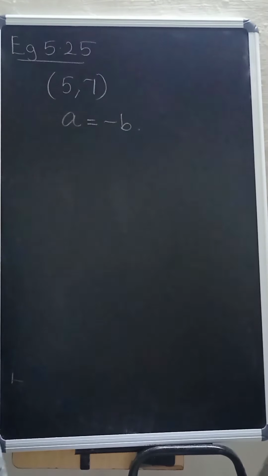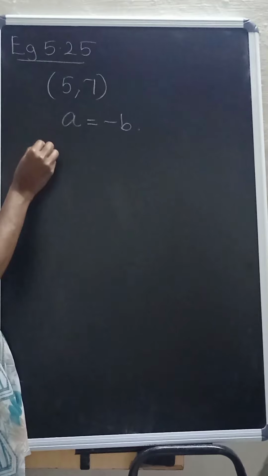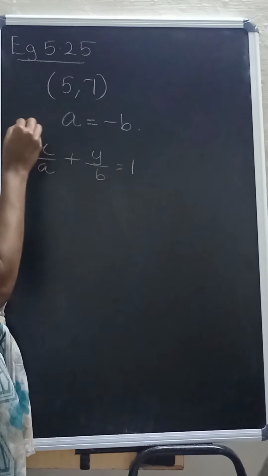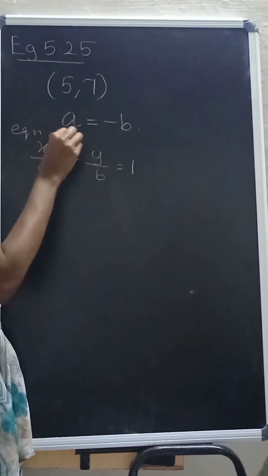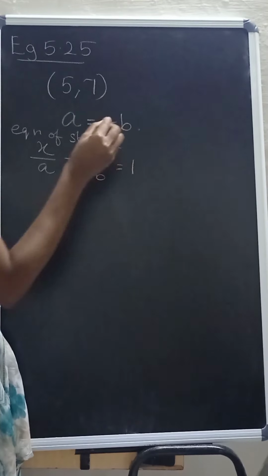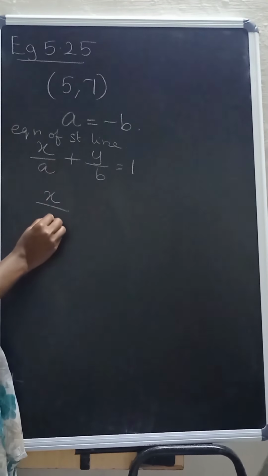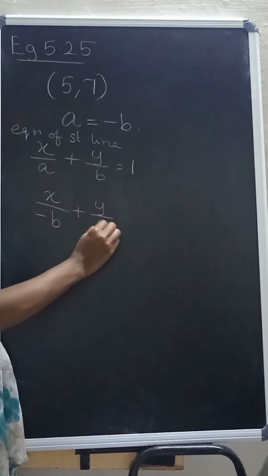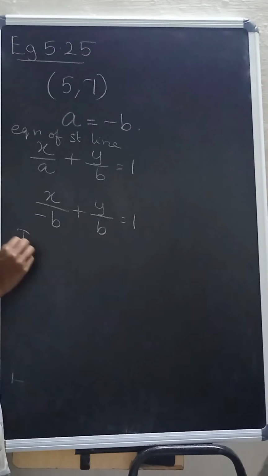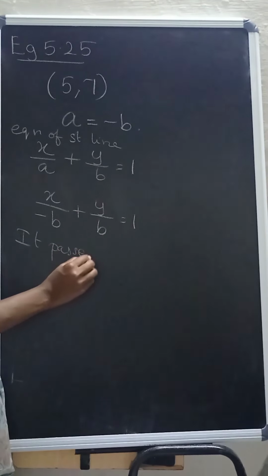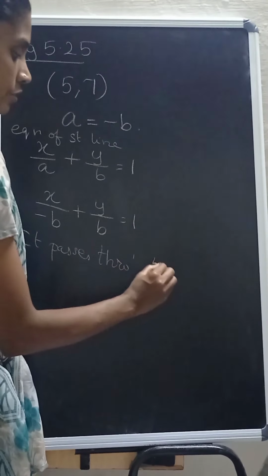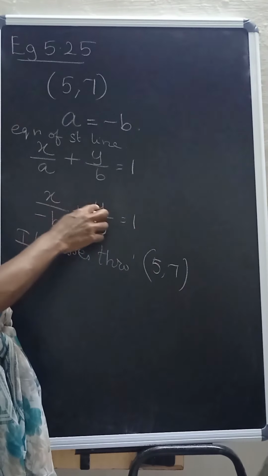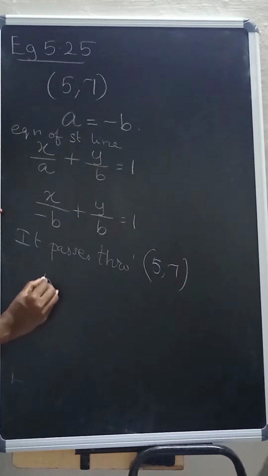Now I am taking a is equal to minus b. Now what is your intercept form? x by a plus y by b is equal to 1. This is the equation of the straight line. Now we take a is equal to minus b, so I will put minus b here: x by minus b plus y by b is equal to 1. Now it passes through (5, 7). Whenever they give you the words passes through, you can substitute the values instead of x and y.